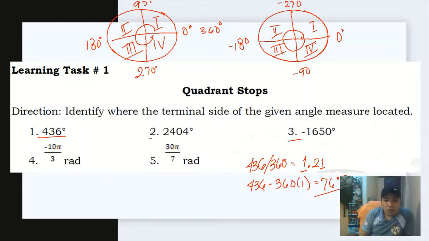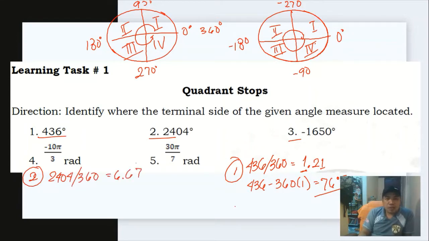Number 2, 2404. Number 2 is 2404 divided by 360, and that will give us 6.67. So 2404 minus 360 times 6, the whole number, and that will give us 244 degrees. And 244 degrees is in quadrant 3, the third quadrant.